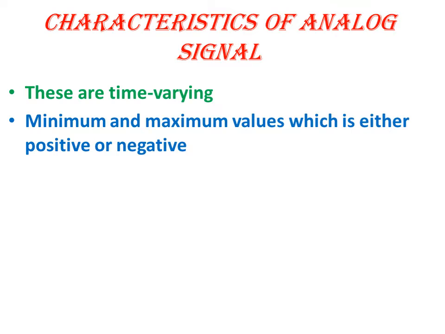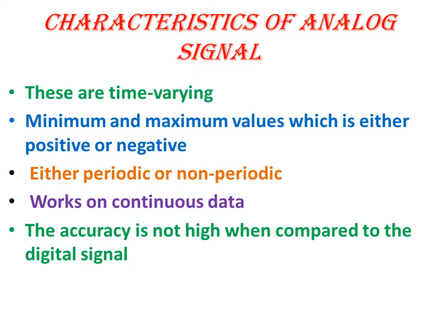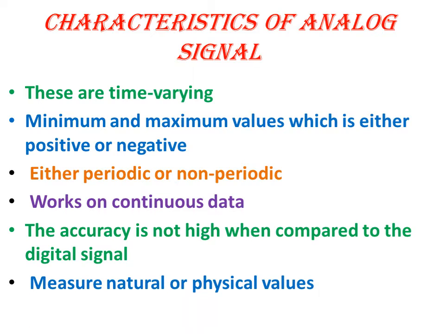So these are the few characteristics of analog signals. These types of electronic signals are time varying. They require minimum and maximum values, which are either positive or negative. It can be either periodic or non-periodic. Analog signal works on continuous data. The accuracy of the analog signal is not high when compared to the digital signal. It helps us to measure natural or physical values also.